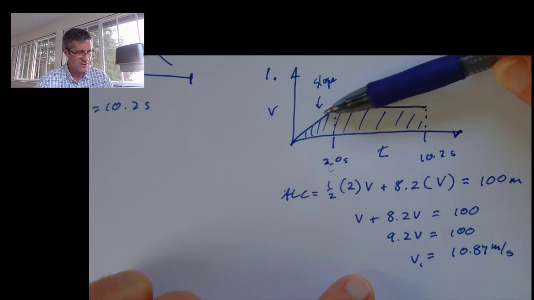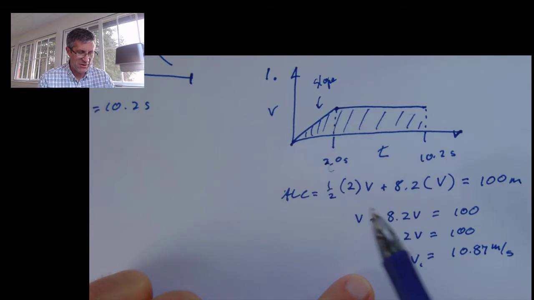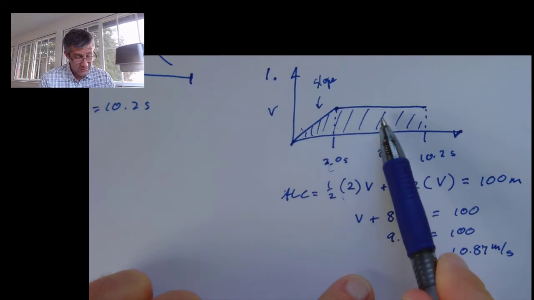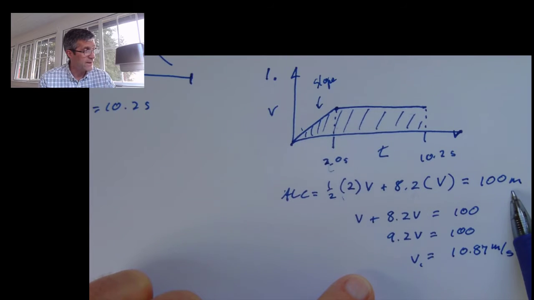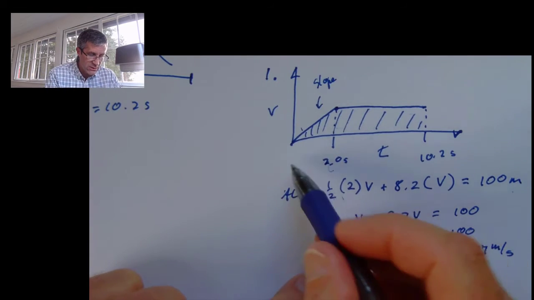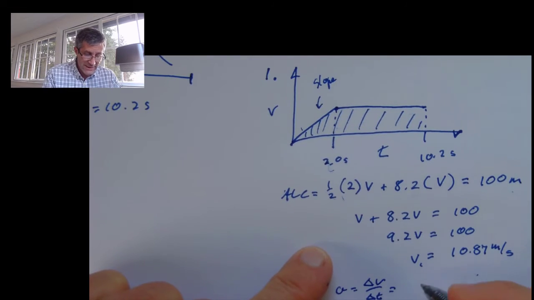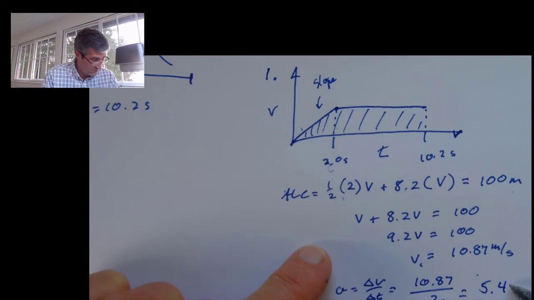What I did is I found the area under the curve for the triangle, and the area under the rectangle, and that adds up to 100 meters. I do a little bit of math, and I get to the velocity. So I can get acceleration from this. Acceleration is the change in velocity over change in time. My change in velocity goes from 0 to 10.87, my change in time is 2 seconds, so this is going to be 5.4 something, or we'll call it 5.4 meters per second squared.